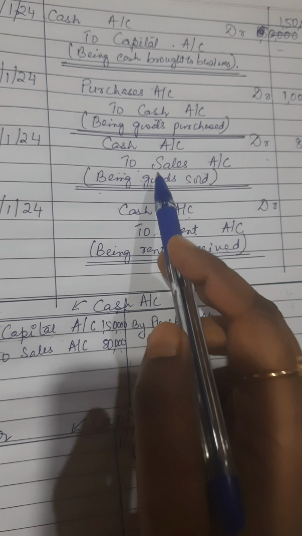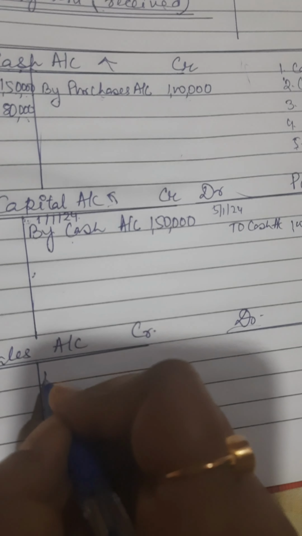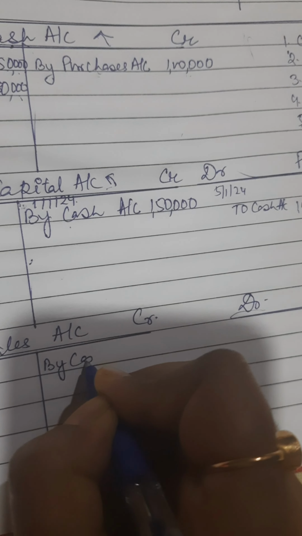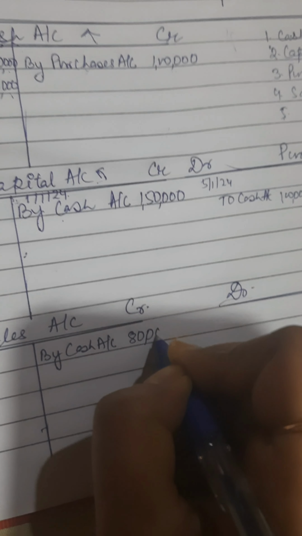Okay. Now let's go to the sales account. Now this is my sales account. Sales account is credited by what account? By cash account, that is 80,000. So all the transactions I am recording in two places.